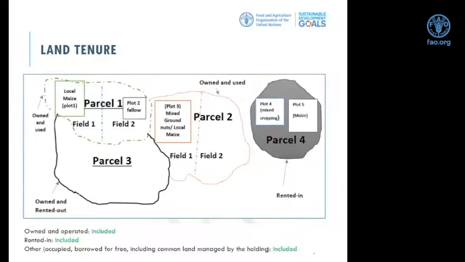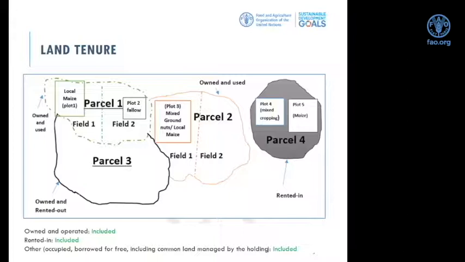From the land tenure perspective, it's very important to take note that the scope of the indicator includes agricultural land area that is owned and operated, or rented in, or land borrowed for free, and common land exclusively managed by the holding. The land which is owned by the holding but is rented out is out of the scope of the indicator. It's very obvious from the chart that I'm showing you now.